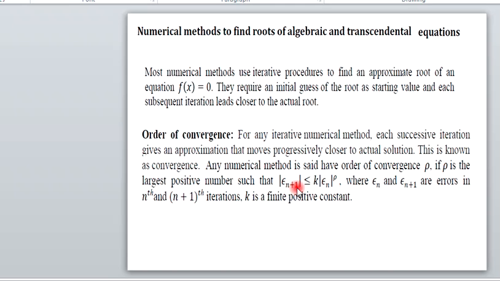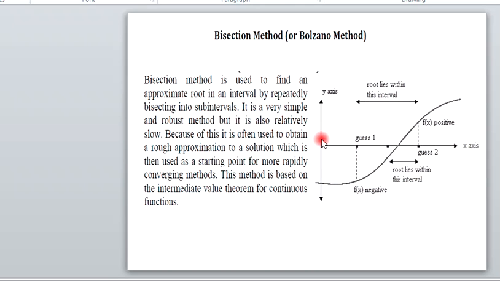Order of convergence means that for any iterative numerical method, each successive iteration gives an approximation that moves progressively closer to the actual solution, which is known as convergence. And this is the formula of convergence. We have many methods for finding the roots: number 1, bisection method, Newton-Raphson method, Regula-Falsi method. Here we are discussing the bisection method.